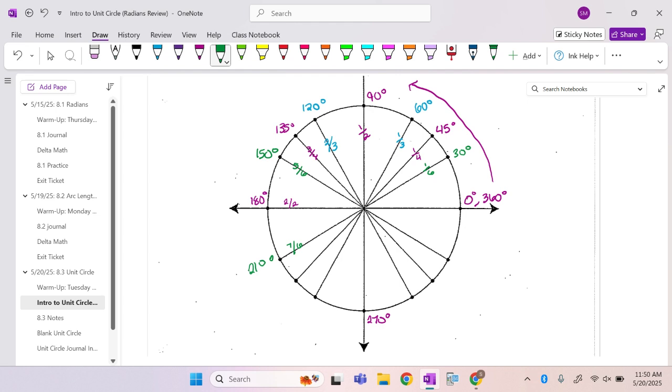Now, another fourth away from 180. So 4 over 4 plus another fourth is what? 5/4. 225 degrees.